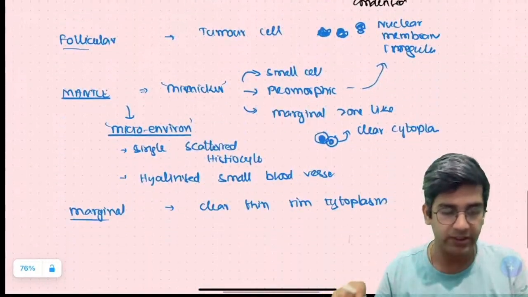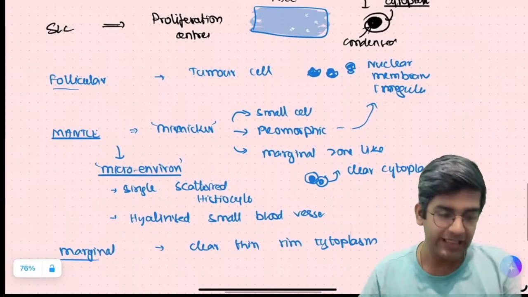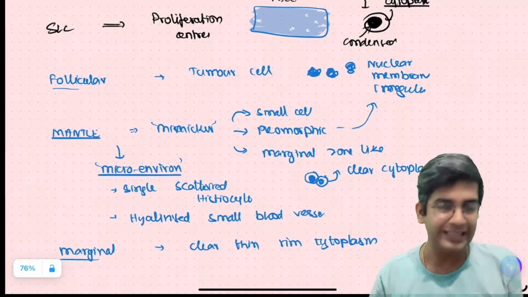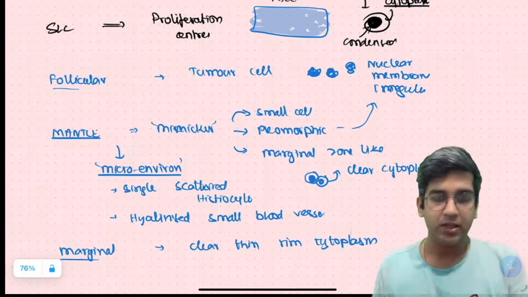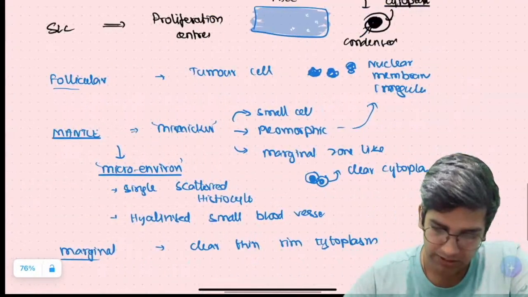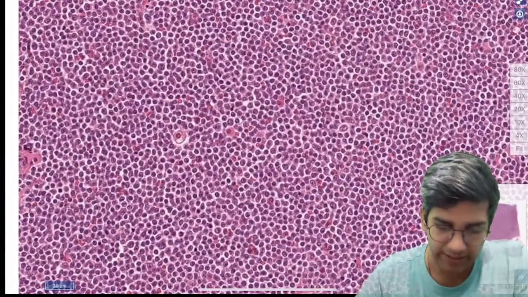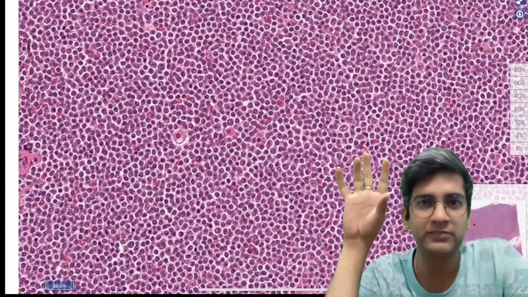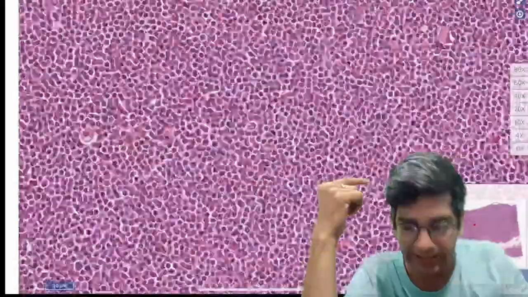Then I go with this. Okay, you have CLL, SLL, you have follicular, you have mantle, you have marginal, right? Now we saw the cell slide and you guys accepted that. Just give me a second. Where is it? Okay, it is looking like a dense population of small lymphocytes with clear halo.